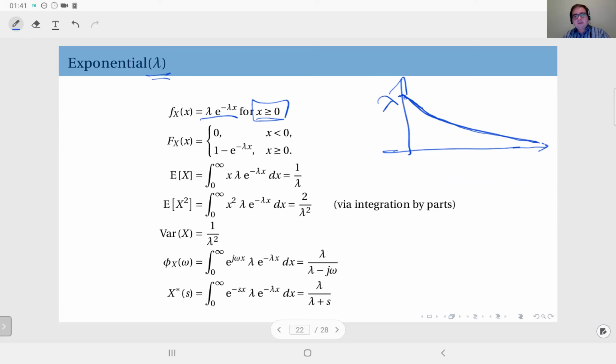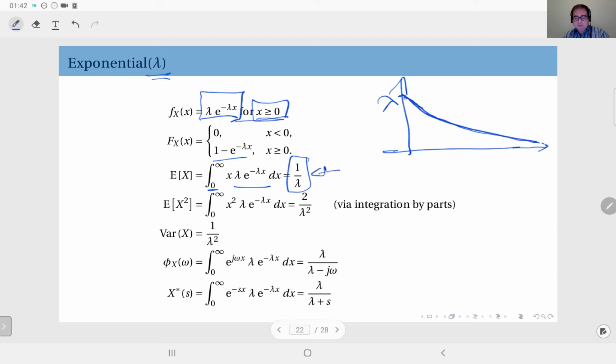And if you integrate this, you get the CDF as, well, beyond 0, you get 1 minus e to the power minus lambda x. And by evaluating this integral, observe that it starts from 0 because, well, the support is from 0 to infinity. You get the expected value from this integral as 1 over lambda. So this is typical. If the PDF is given in this form, the expected value turns out to be 1 over lambda.